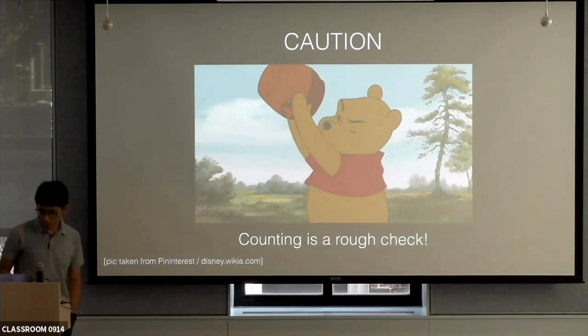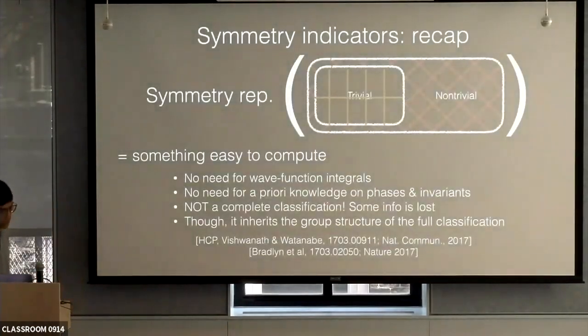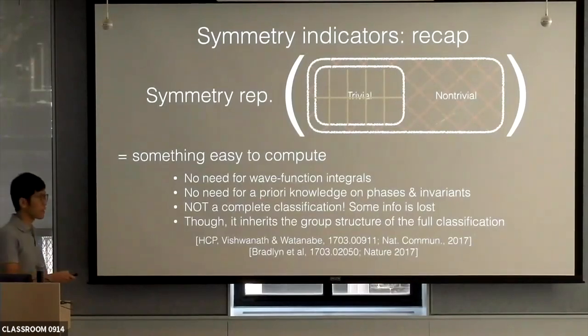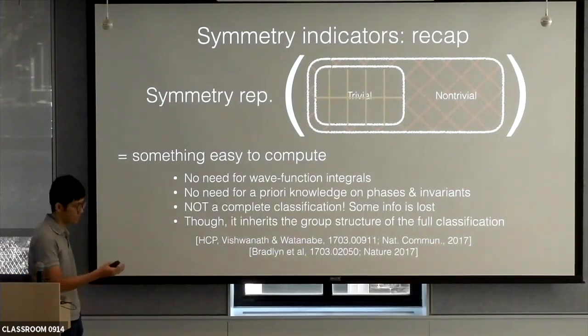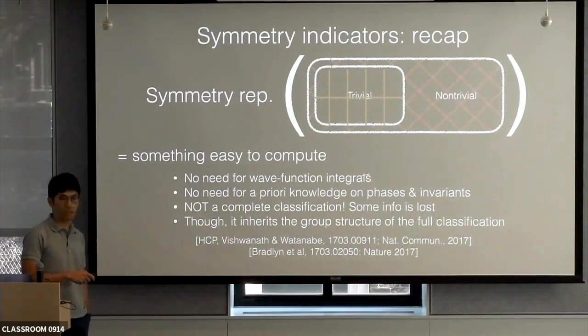So there's also the idea about these symmetry indicators. So basically, we claim that it's something very easy to compute. It's just some counting, essentially linear algebra. And in that sense, it's very powerful, because to find some topological materials, I don't actually need to do any wave function integrals. So the old way of doing it, if you have some DFT band structure, is very hard to compute from first principles. But here, you don't need to do that.